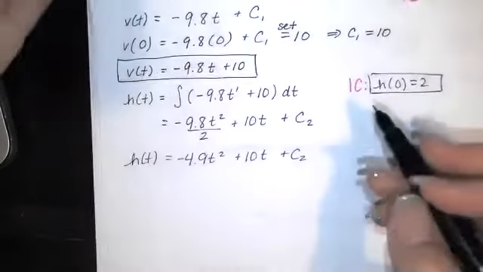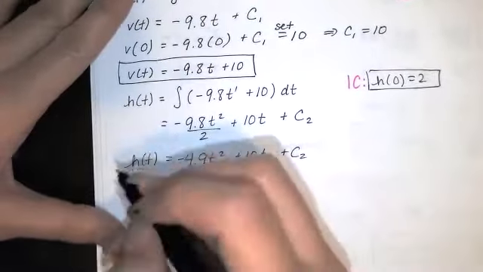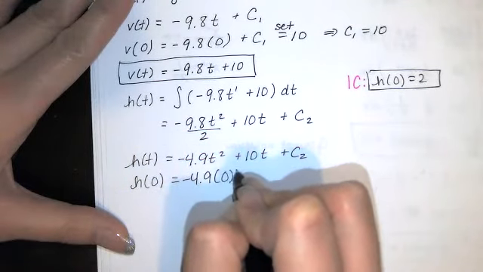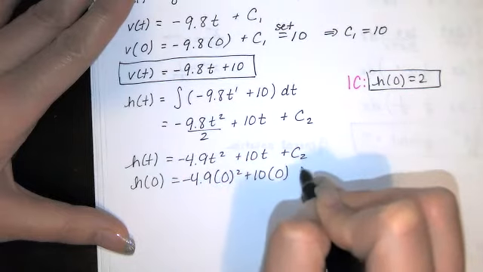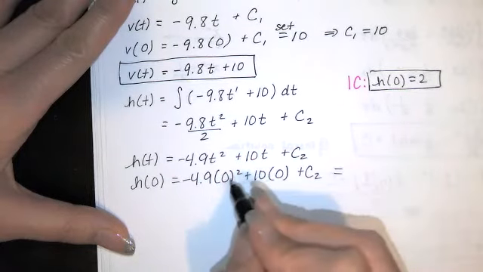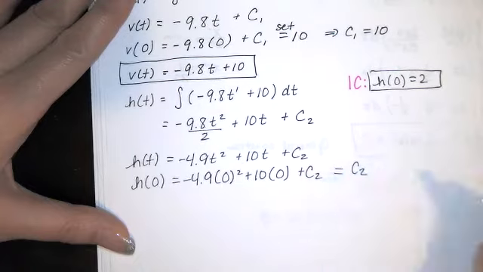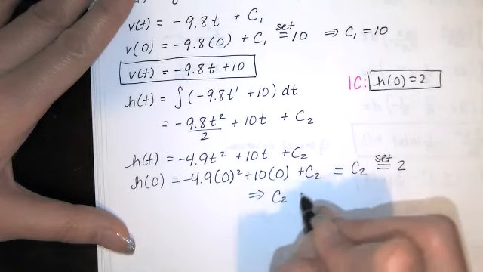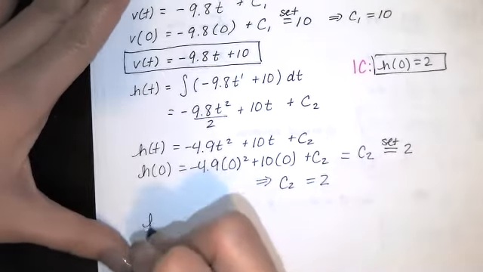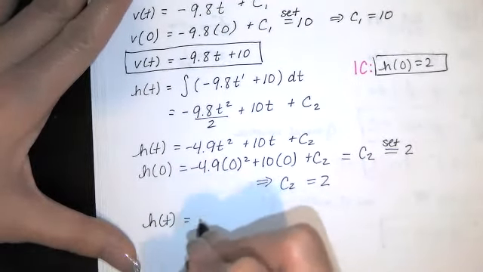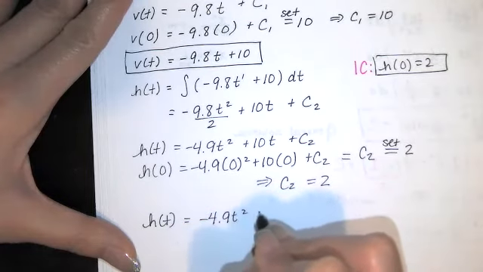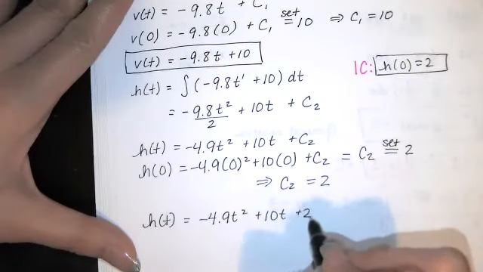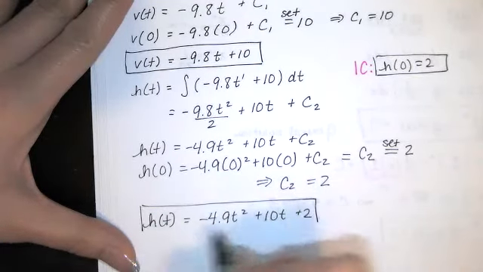Okay, so I can evaluate this at t equals 0. I get 0 plus c2, which is c2, and I set that equal to 2. So c2 must be 2. So now I've got height. It's negative 4.9 t squared plus 10t plus c2, which we just found was 2. So that's height as a function of time.